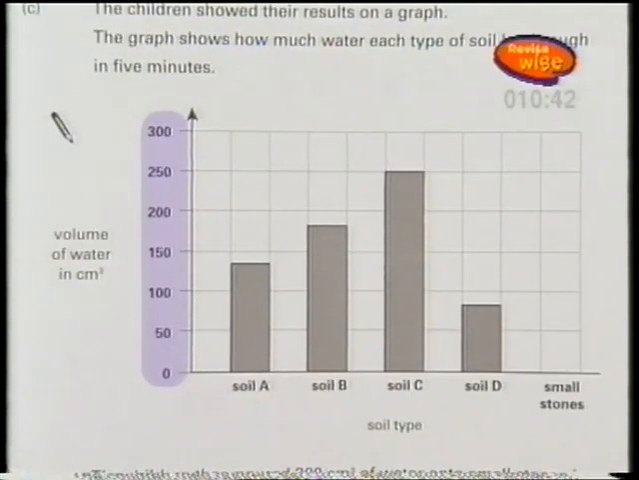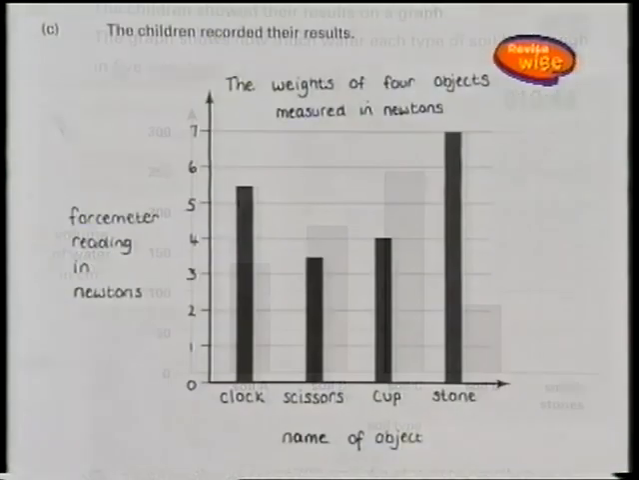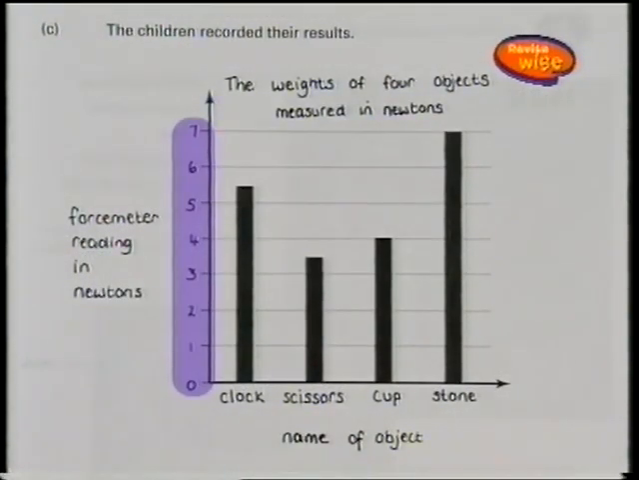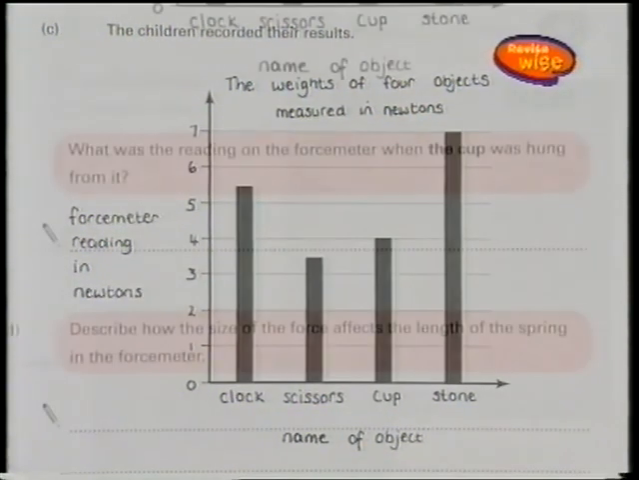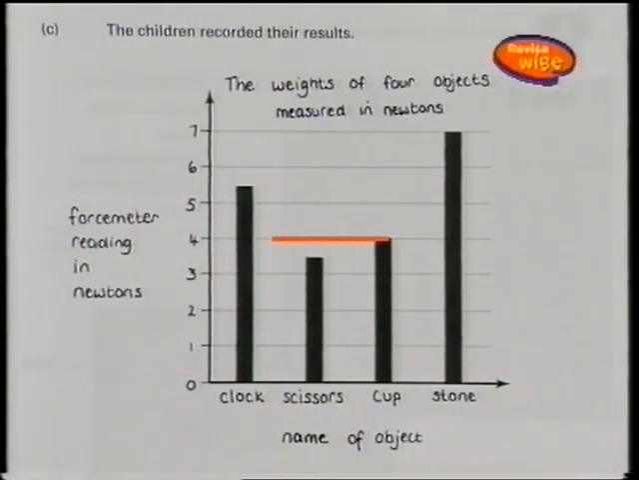It's important to check the scale on any graph before you answer questions. See how on this scale the numbers go up in 50s. But in this one, the numbers go up in 1s. Now, what question went with this bar graph? What was the reading on the force meter when the cup was hung from it? 4 newtons.